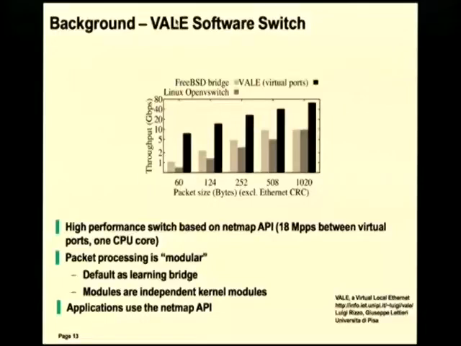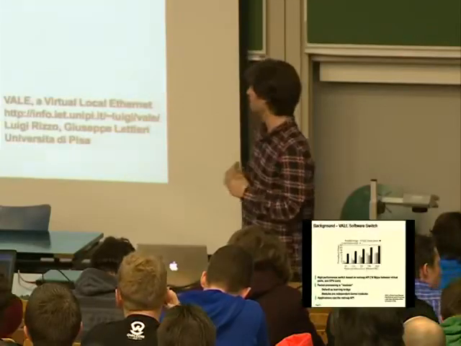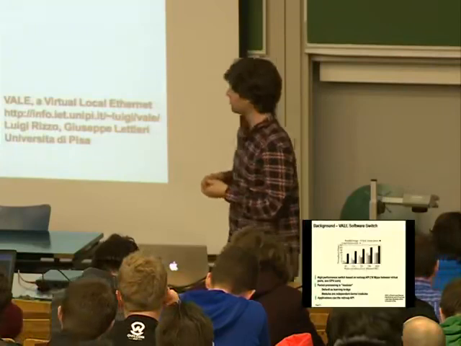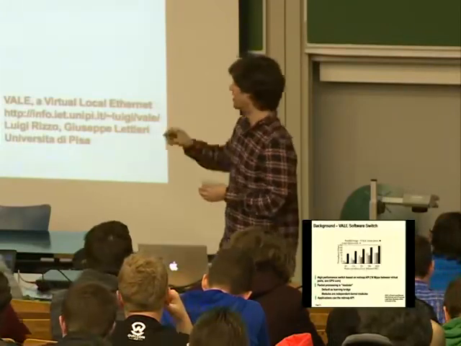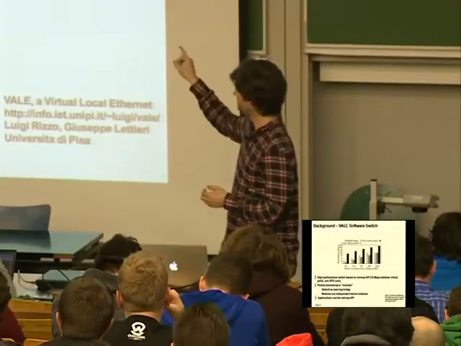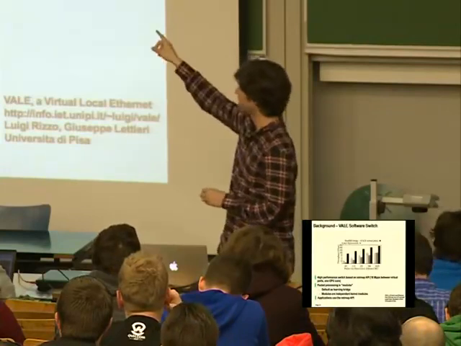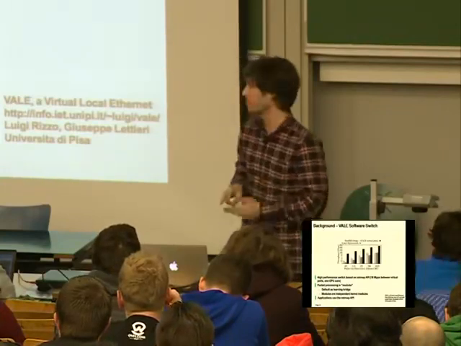Vale, on the other side, was born like a small extension to NetMap, and it's a software switch that drives around 18 million packets per second between virtual ports. Lately, in the latest release, like 22 million packets per second. The graph on top shows a comparison of all 3 switches, the FreeBSD bridge, OpenVSwitch, and Vale. But just a small detail: the Vale case is between virtual ports, whereas the OpenVSwitch and bridge are between 2 NICs.